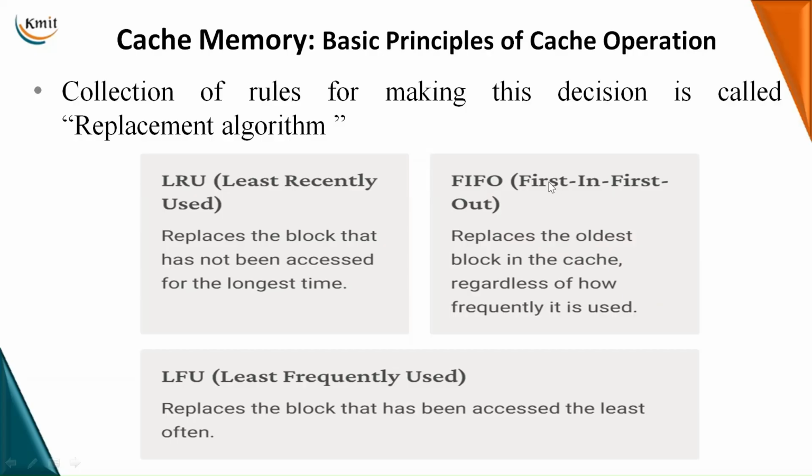Even if that is a block which entered the cache first, it will be replaced with a newly requested block. In the case of the least frequently used algorithm, it replaces the block that has been accessed the least often. Whichever block is not being accessed often, the least often accessed block, will be replaced with the newly requested block.